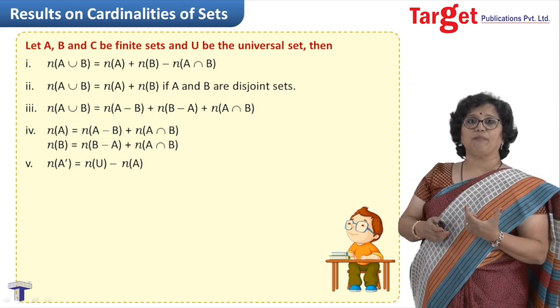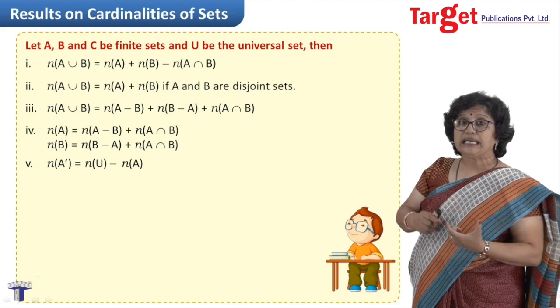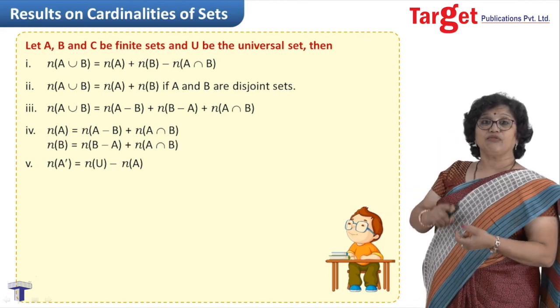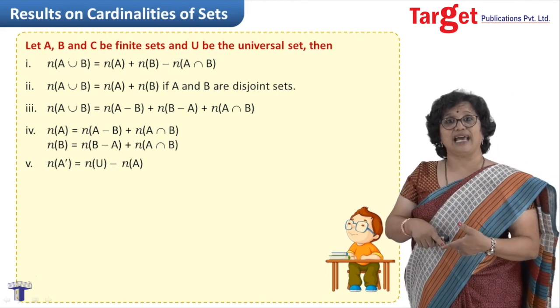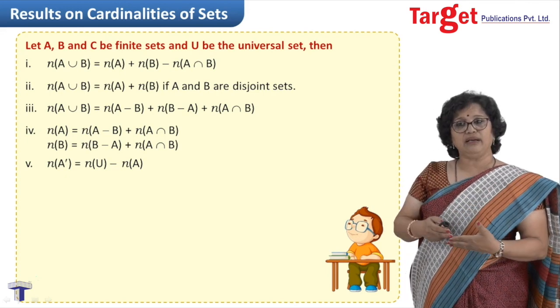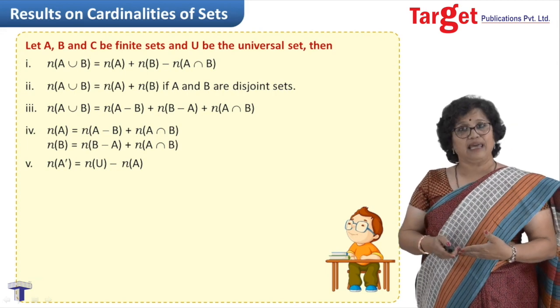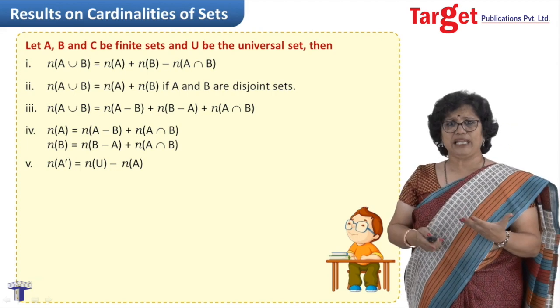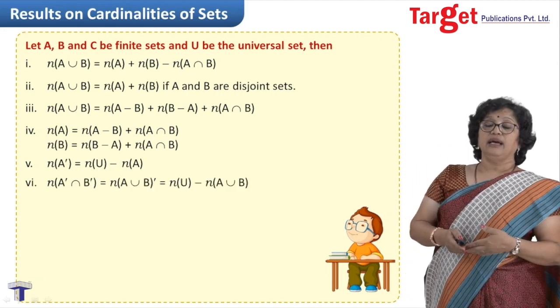I go to the next, and that is the number of A complement. By definition, complement means elements which are in the universal set but not in A. So obviously NA complement would be NU minus NA. I don't think any more explanation is required at this stage.